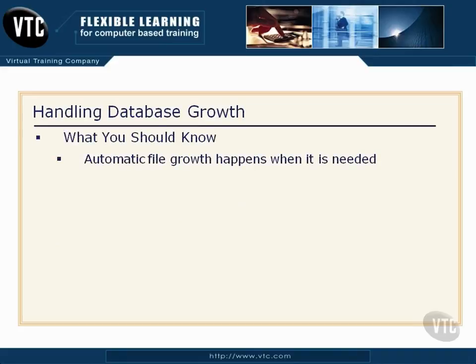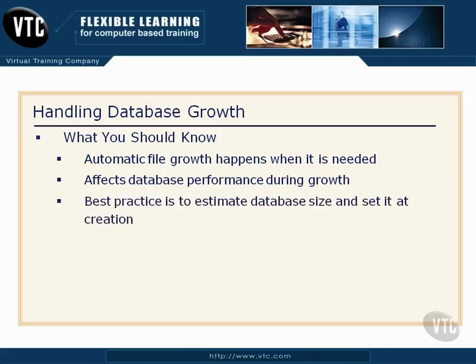Now, here's what you need to know about database growth. Automatic file growth happens when it's needed, not when it's convenient for you, not during non-peak times, but when it's needed. And keep in mind, when auto growth happens, it affects performance. It applies a schema lock on your database, on all the tables. They're going to lock up for just a moment. Users aren't going to be able to access it for just a few seconds. But if you're in your peak time, this could be pretty dramatic for you. So you can't control when it happens.